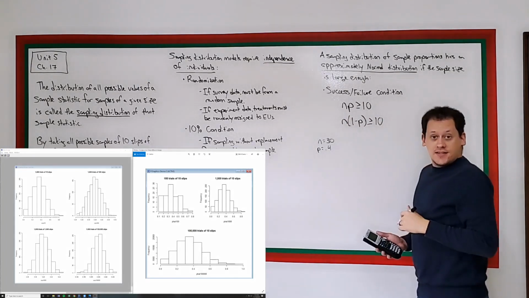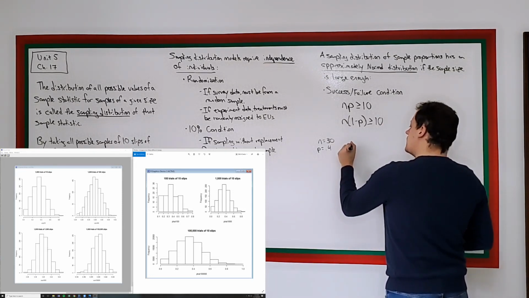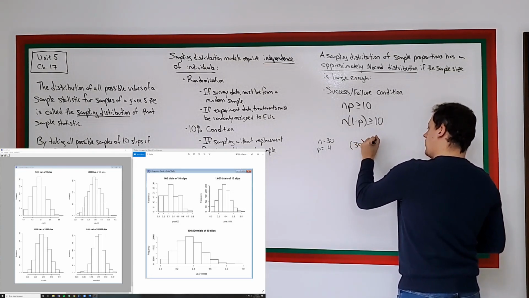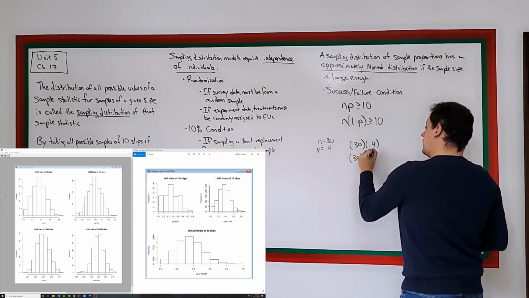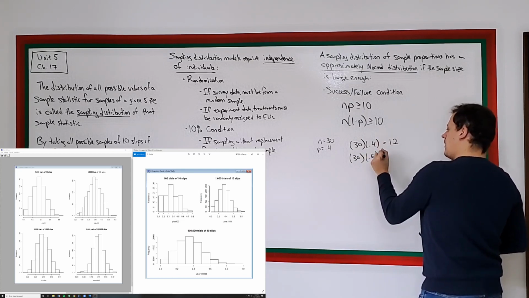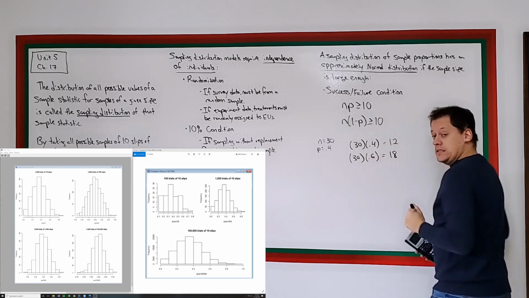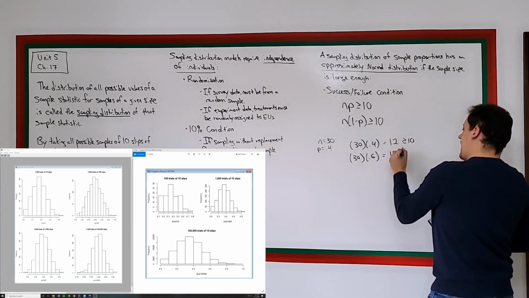If we were to check the success-failure condition for this value of n and p, we would get 30 times 0.4 and 30 times 1 minus 0.4, which would be 0.6. This is going to be 12. This is going to be 18. Both of these numbers are bigger than or equal to 10.